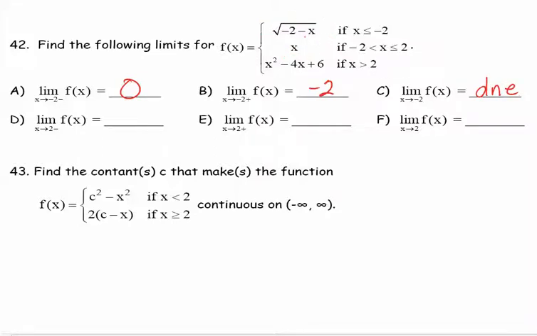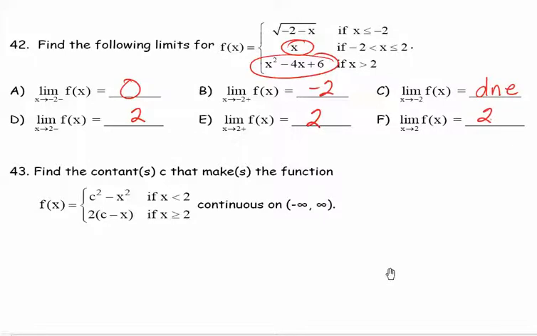All right, let's try the next one. As we approach positive 2 from the small side, it falls into this domain, so plugging 2 in. And as we approach 2 from the large side, we'll use this part of the domain. So let's plug in 2, and we'll get 4 minus 8 plus 6. 4 minus 8 is negative 4. Plus 6 is positive 2. The left and the right hand limits agree, so the overall limit exists there.